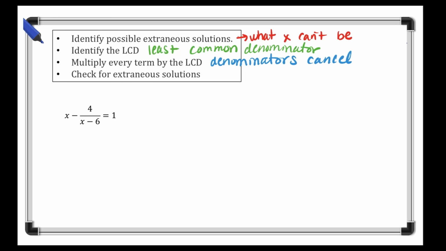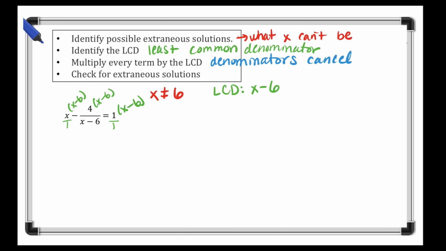So the first thing you want to do is figure out what x cannot be. So in this case, x cannot be 6 due to whatever we have in the denominator of the one fraction that we have. So the next thing we want to do is identify the least common denominator, so the LCD. So I just have over 1 on the fraction, but then I do have an x minus 6. So that's my LCD. Now what I'm going to do is multiply every term by that LCD. So we got x minus 6 times x minus 6 times x minus 6.